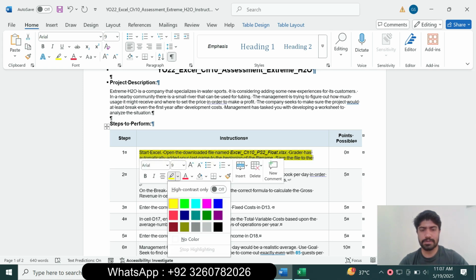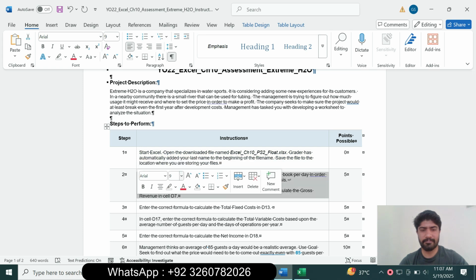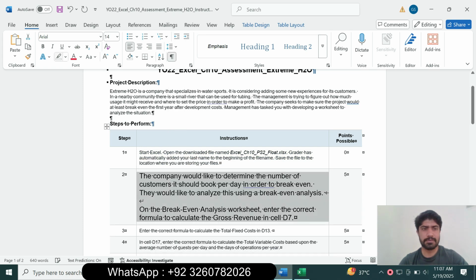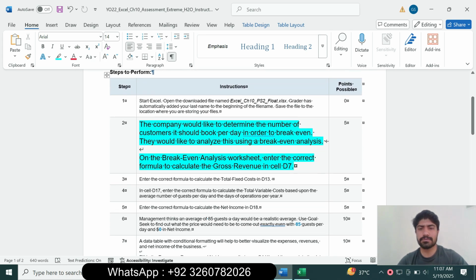We move to question number 2. The company would like to determine the number of customers it should book per day in order to break even, using break even analysis. On the break even worksheet, enter the correct formula to calculate the gross revenue in cell D7.